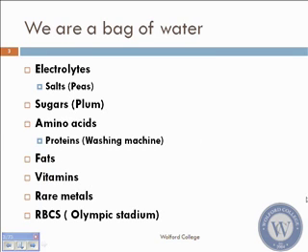We're essentially a big bag of water, and we contain not only water, but also other essential molecules such as electrolytes. Okay? We talked about this about 2 weeks ago, talking about size-wise. Salts are the size of peas, so those are small molecules. Sugars are a little bit bigger, followed by amino acids, which eventually make up the essential proteins, fats, and vitamins, rare metals, and eventually, if you're looking at the blood, red blood cells themselves.